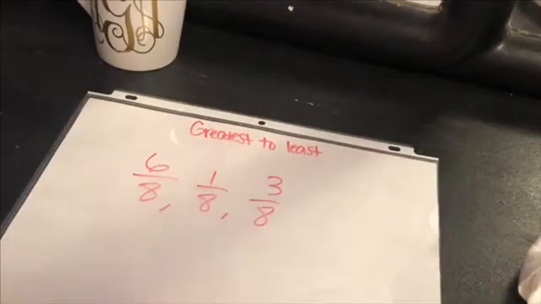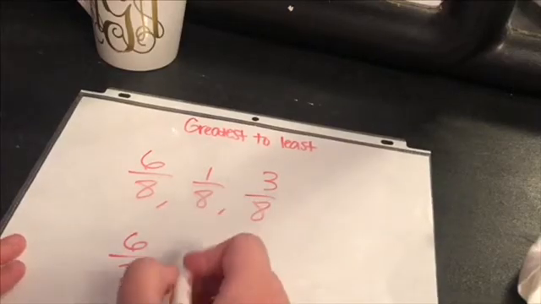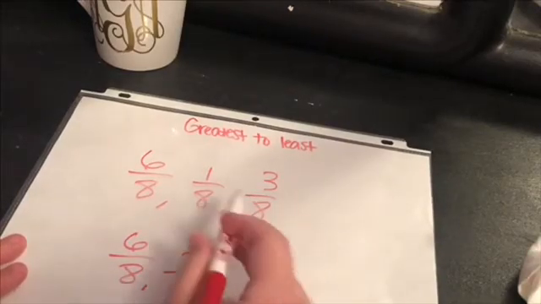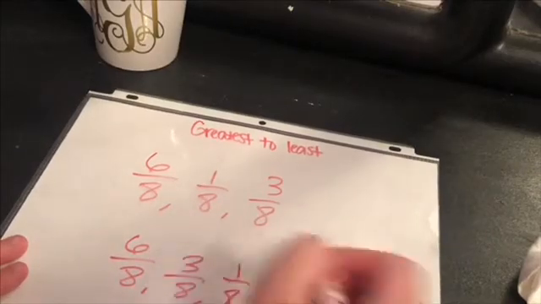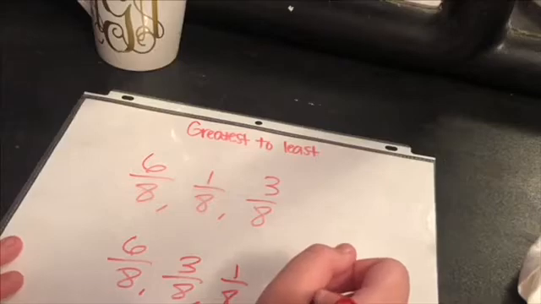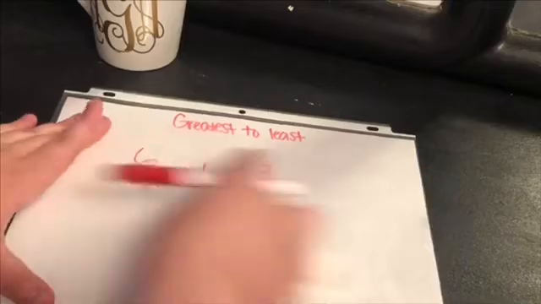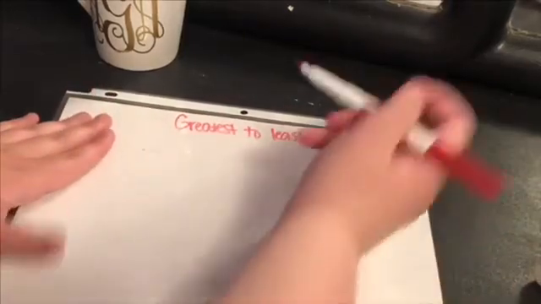So same thing, when we have like denominators, we're looking at our numerators, and we're just going to put our numerators in order from greatest to least. So what's our biggest numerator? It would be 6. So it would be 6/8, then 3/8, then 1/8. And that is the correct order of these 3 fractions from greatest to least. And we'll do a couple more examples together.